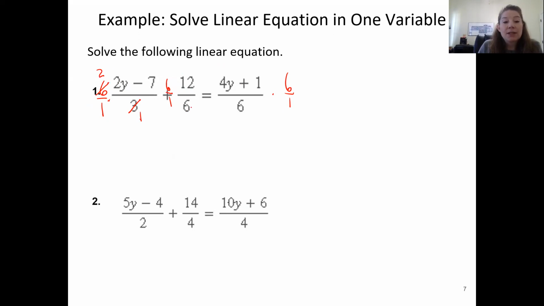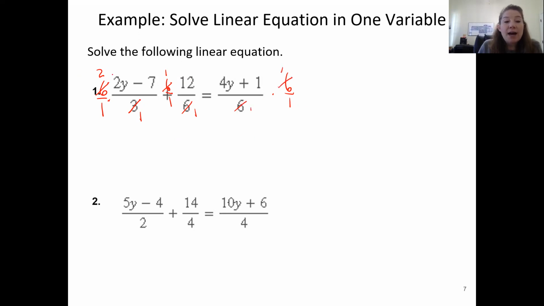So let's do the next one. I can divide both of these numbers by 6. What's 6 divided by 6? 1. 6 divided by 6 is 1. All right, same thing right here. 6 divided by 6 is 1. So everything cancels pretty much.